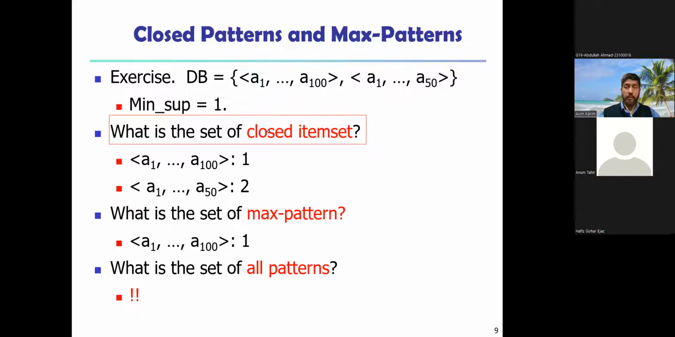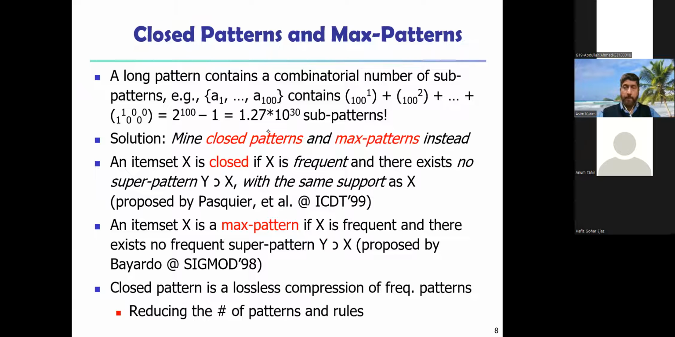So someone has a question? Sir, can you go to the previous slide about the max pattern definition? Yeah. So this is the definition that I actually wrote down earlier.